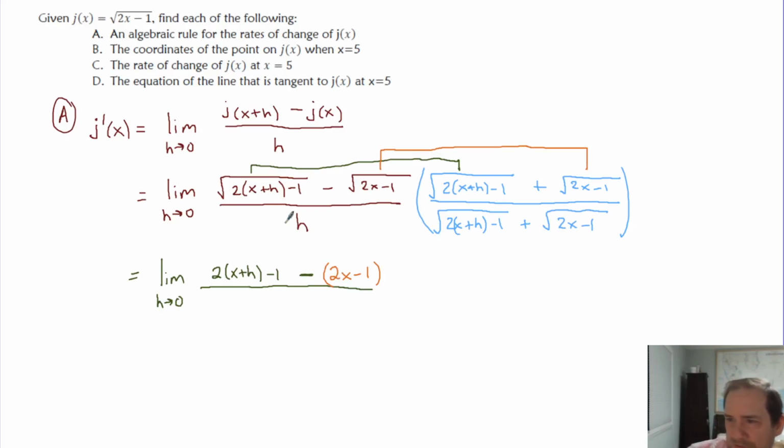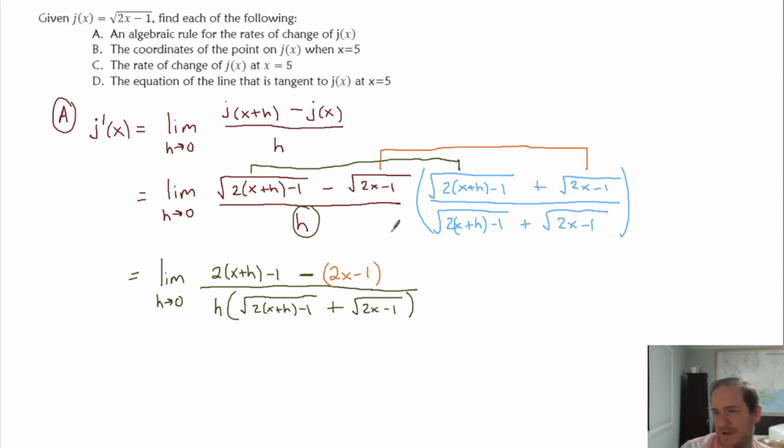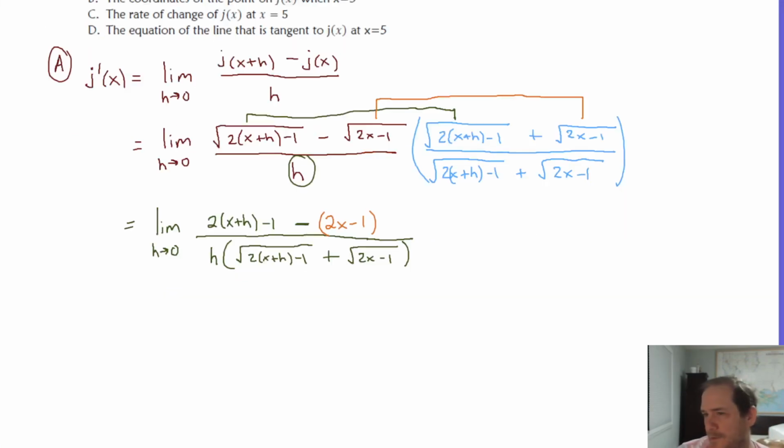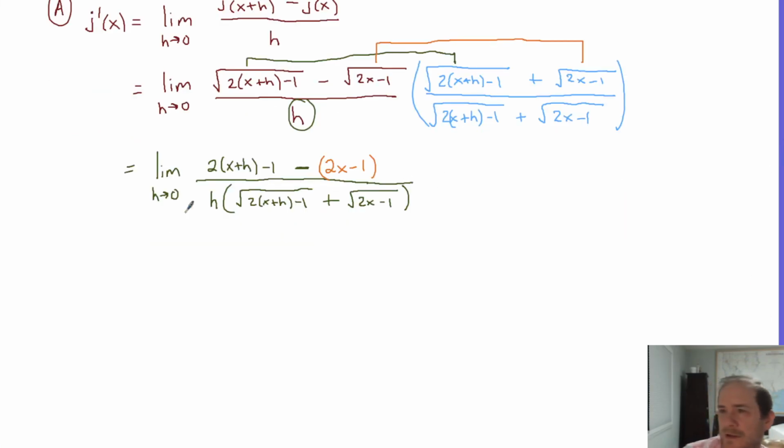Then downstairs, we've got this factor of h, and then we've got the whole conjugate too, which is going to be the square root of 2x plus h minus 1 plus root 2x minus 1. Okay, so this looks bad, but it's not bad really, because we know we can clean this up. Specifically in our numerator, once we start distributing, we'll see stuff cancel out in big chunks.